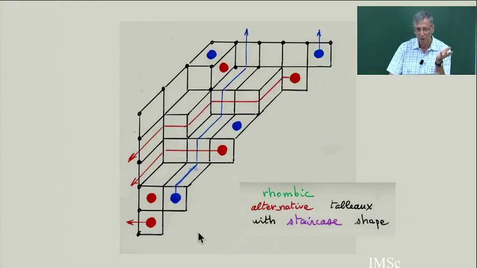And then the rhombic alternative tableau with staircase shape. If you put two colors on the point, like for the square lattice, you are going to get this moment of the Koornwinder polynomial, this homogeneous moment of the Koornwinder polynomial.